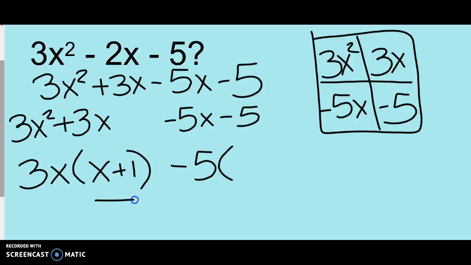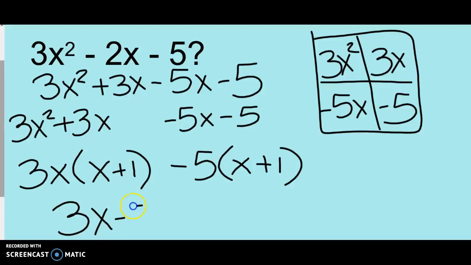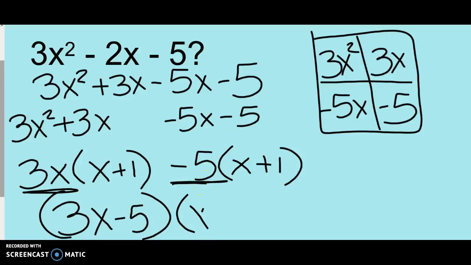And if you did this right, you should end up with the same thing you got here. And I think that's going to work. x plus 1. This is a little complicated. -5 divided by -5 is +1. All right, so now once you put these together, you've got 3x minus 5. That's all this part right here. And then x plus 1. All right, so that's one way of doing it.